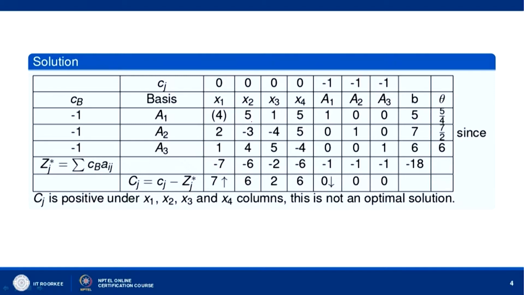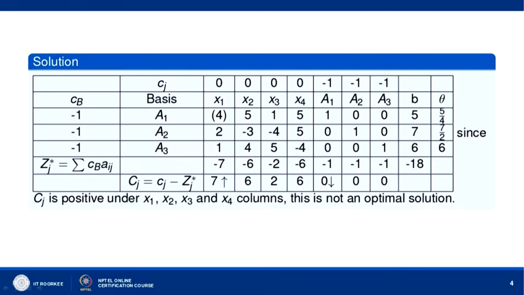Similarly, in the x2 column we have 5. So, minus 1 into 5 is minus 5, minus 1 into minus 3 is 3, minus 1 into 4 is minus 4. So, minus 5 minus 4 is minus 9, minus 9 plus 3 is minus 6. So, this is minus 6, and when we subtract minus 6 from 0 we get 6. Similarly, in the column corresponding to x3 we get zj star equal to minus 2, in the column corresponding to x4 we get zj star equal to minus 6, and in the column corresponding to a1 we can see minus 1 into 1 is minus 1, minus 1 into 0 is 0, minus 1 into 0 is 0. So, the total is minus 1.